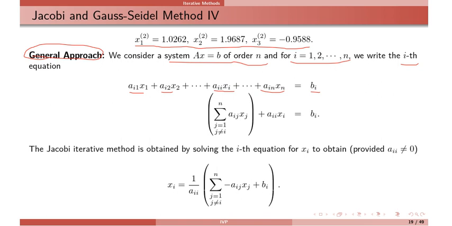So to write the Jacobi iteration scheme, I am writing all terms, except this one, in sum form. Sum j equals 1 to n, j not equal to i, a_ij x_j, plus a_ii x_i, so this is the ith diagonal entry, equal to b_i. In that way you can write the ith row in sum form.